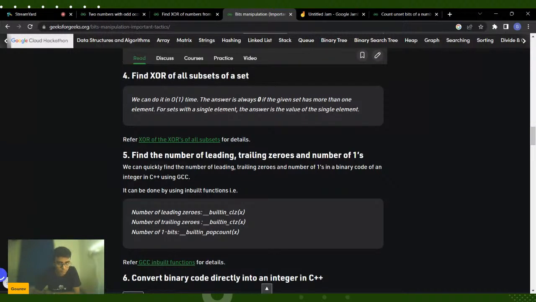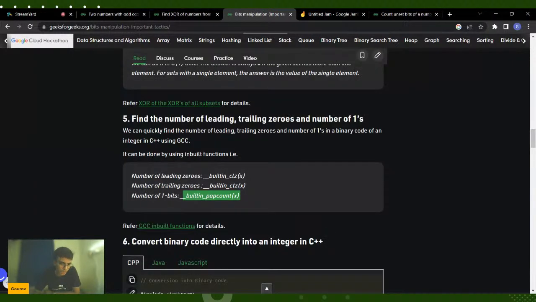Basically, I was thinking that there is a function in the GCC compiler that returns the number of unset bits, but I am unable to find that. Built-in pop count gives you the number of set bits, that is, the number of ones present. So you just do 32 minus the number of ones, and you will get the number of unset bits if your data type is an integer. This is what I meant to say.